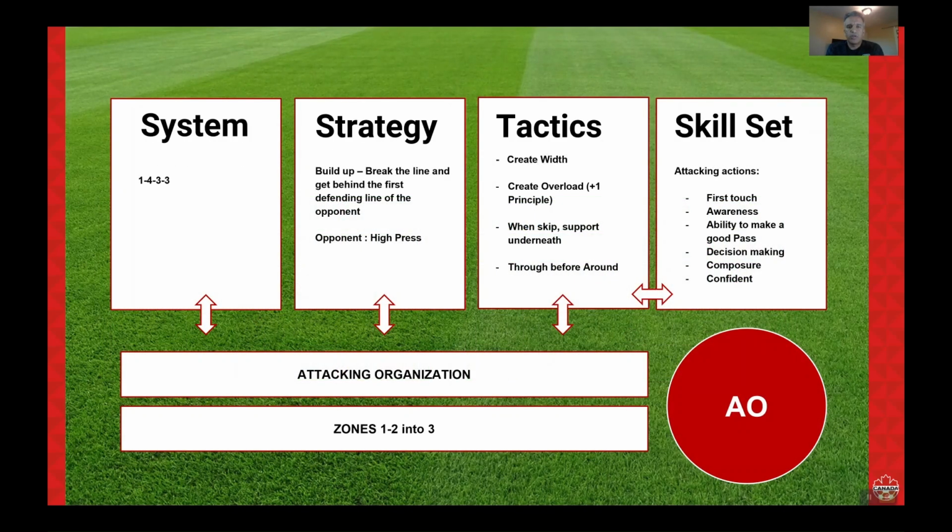Okay, let's talk about the first one. When the opponent is pressing high, the strategy is to break the line and get behind the first defending line of the opponent. There are some tactics here: create width as a guiding principle, create overload, when a skip support underneath, and through, before, around. The skill set can be first touch, awareness, ability to make a good pass, decision making, composure, and confidence.